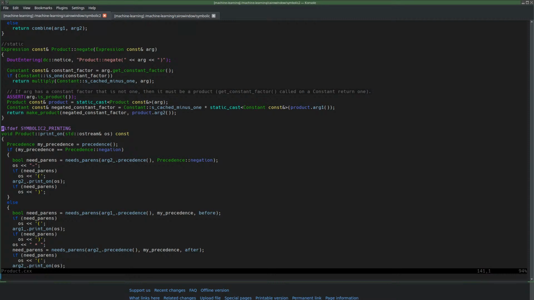Runtime differentiation is calculating the differentiation of a formula during runtime, as opposed to compile time. I'm sure you can Google differentiation.